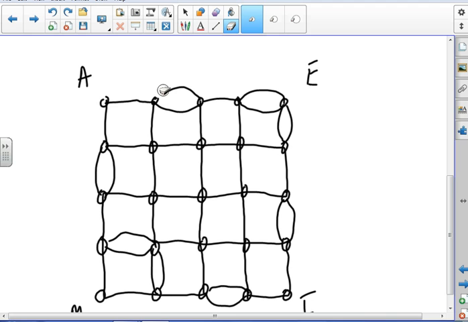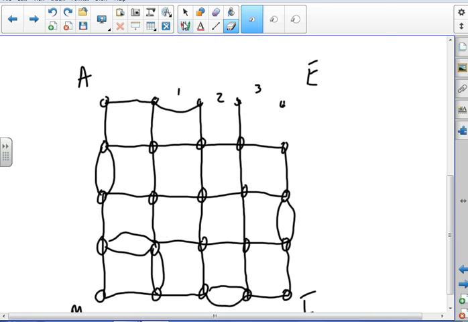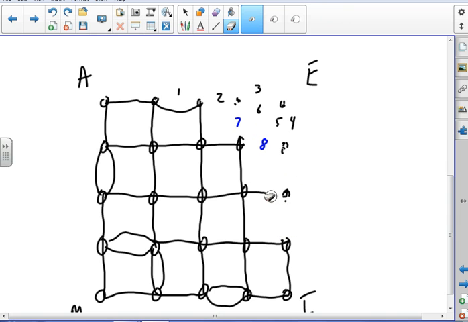And that's my eraser. So I'm going to go 1, 2, 3, 1, 2, 3, 4, 5, 6, 4, 5, 6, and we'll change colors. 7, 8, 7, 8, 9, 10, 11, 12.